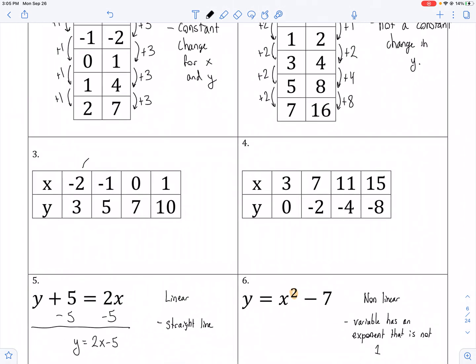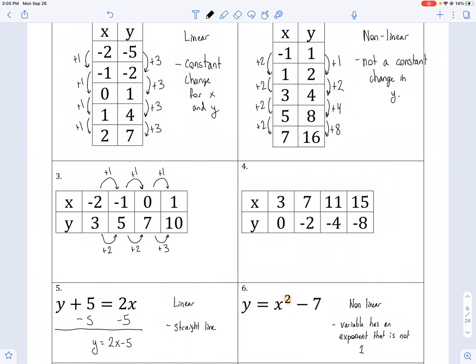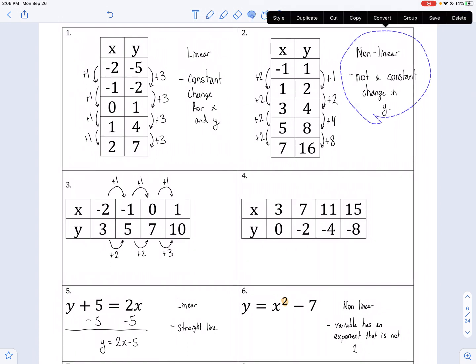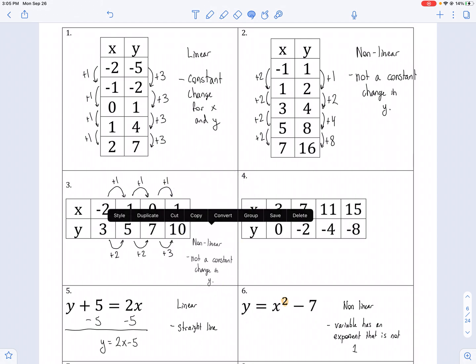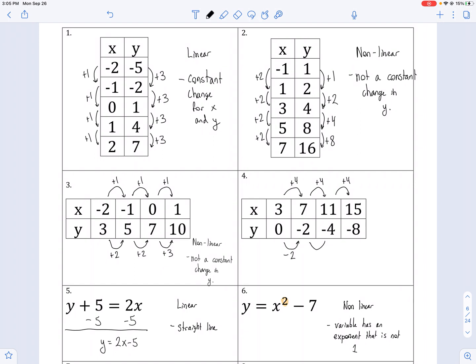Okay, number 3. So getting bigger by 1, getting bigger by 1, getting bigger by 1, getting bigger by 2, getting bigger by 2, getting bigger by 3. So this one is nonlinear for the same reasons as number 2. And then for number 4, x is getting bigger by 4, getting bigger by 4, getting bigger by 4. Y is getting smaller by 2, smaller by 2, smaller by 4. So again, this one's also nonlinear because it does not have a constant change in y.